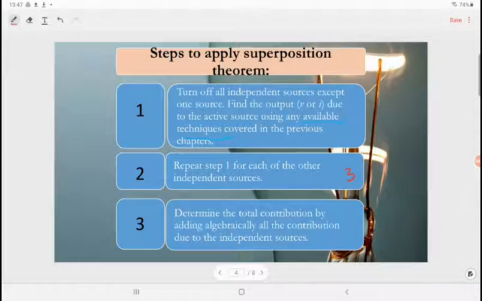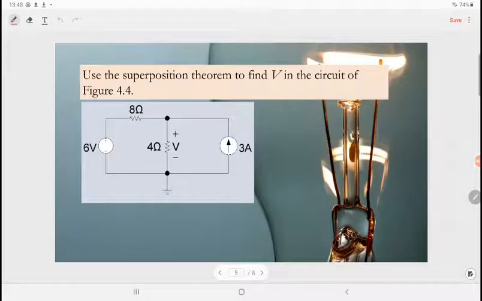At the end, after considering at one time only one source active, we find the value of V and I. The last step is to determine the total contribution by adding algebraically all the contributions due to the independent sources. Maybe we need to see an example in order to really understand. So we go to the example.